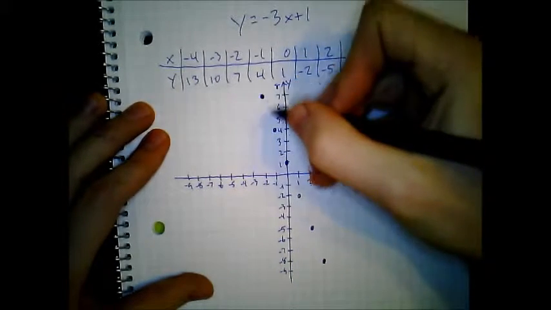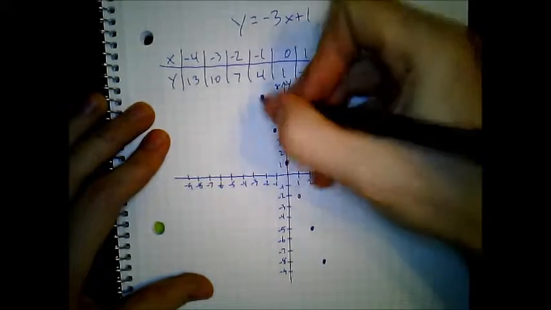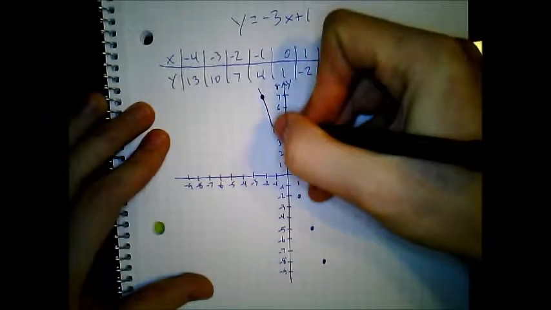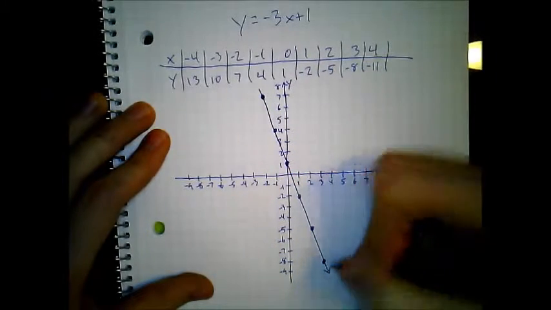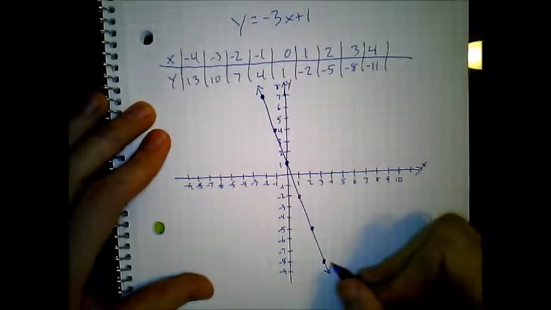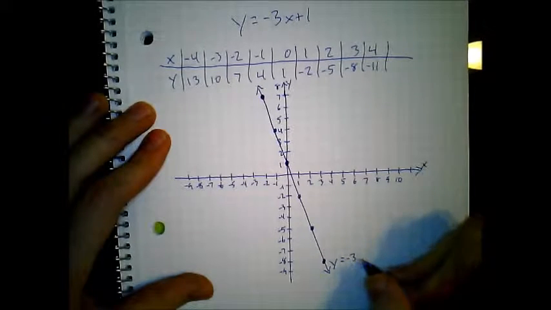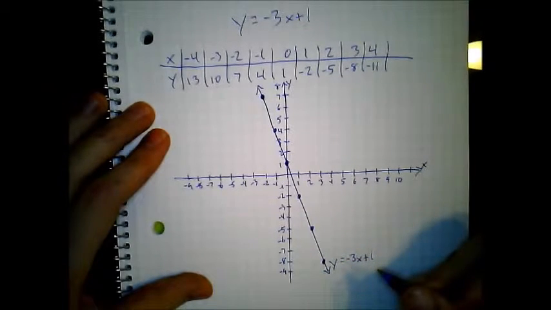As we can see, they all follow the same pattern. They're all on the same line, so that's good news. It means we probably did it right. So now we're going to draw our line nice and neat through these points and include arrows on each end and write the rule right next to our line, y equals negative 3x plus 1.